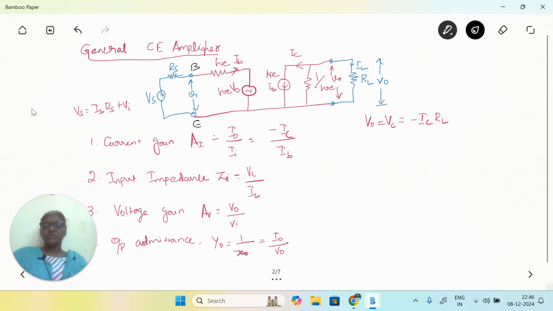And Vs is not equal to Vi. There is the series resistance Rs, which gives the difference between Vs and Vi. Vs can be written as Ib into Rs plus Vi. This is one important equation.